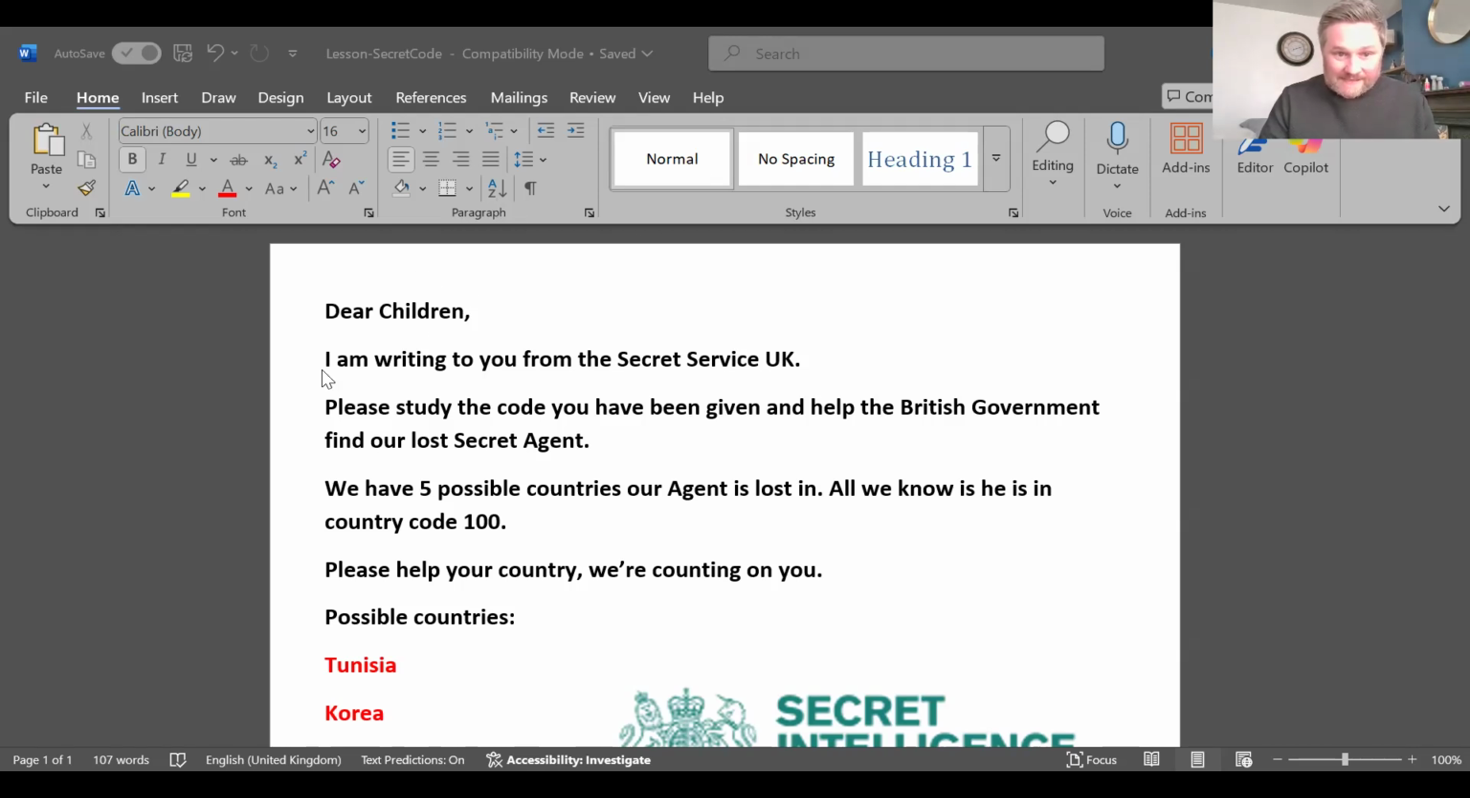It says, "Dear children, I am writing to you from the Secret Service UK. Please study the code you have been given and help the British government find our lost secret agent. We have 5 possible countries our agent is lost in. All we know is he is in country code 100. Please help your country. We're counting on you."